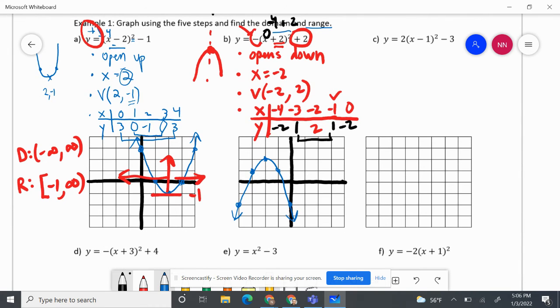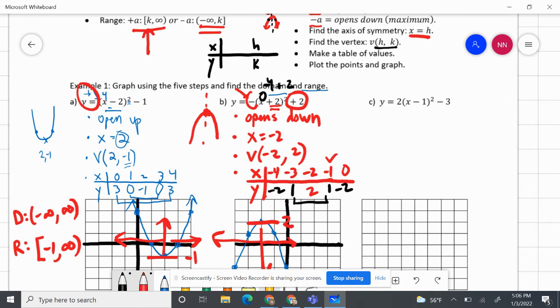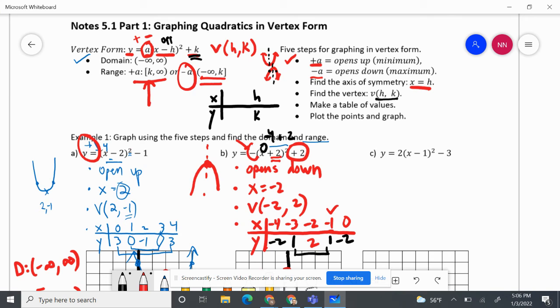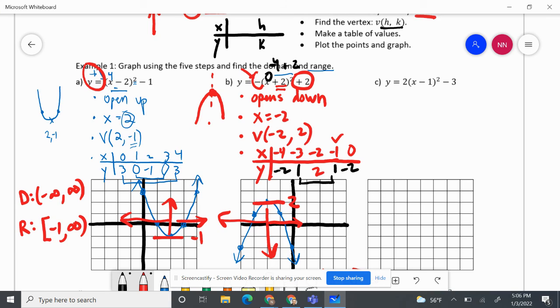When we're trying to figure out our domain, it's really easy. It's always the same, -infinity to infinity. Once again, the reason for that is that our graph goes to the left and our graph goes to the right. Now, our range is different than the last one because notice that it's going down. So in this case, the highest point is 2, and it goes to -infinity. So it's -infinity and 2. Notice that's what we mentioned just earlier. When our a value is negative, it's -infinity to whatever our k value is. And in this case, our k value is 2.